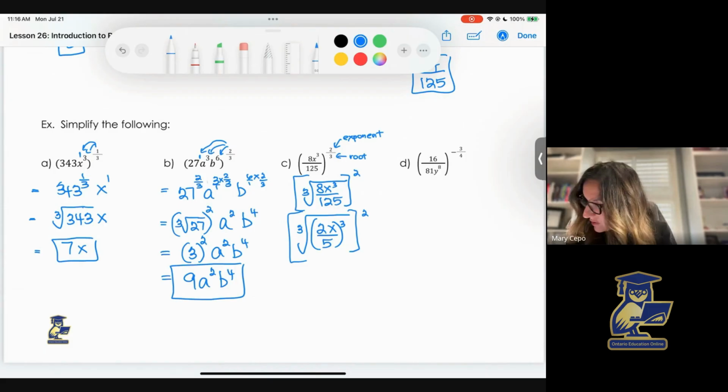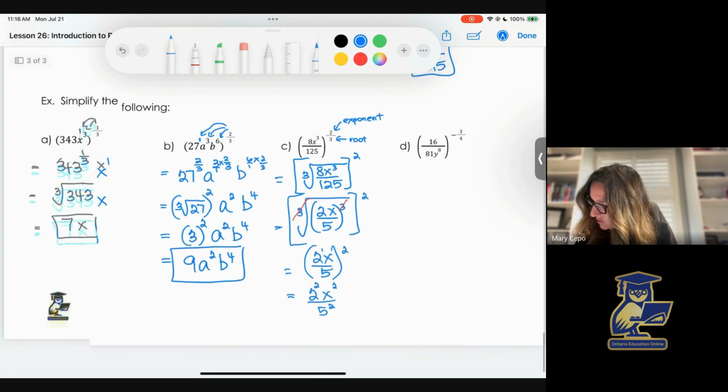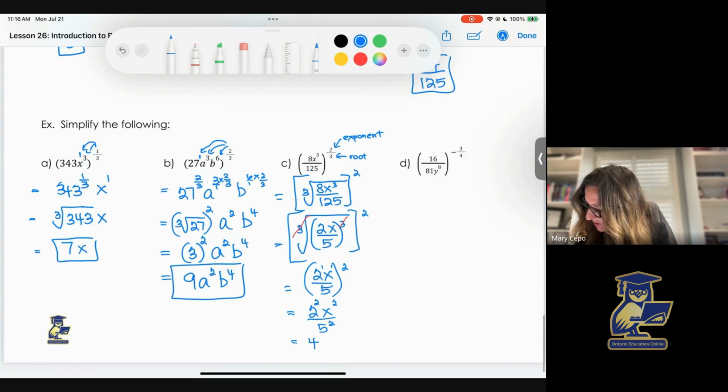By doing that, we've now simplified, and those cancel out, and we're left with 2x over 5 all to the power of 2. And don't forget those exponents, so it becomes 2 to the power of 1 times 2, which is 2, x to the power of 2, and then 5 to the power of 2. So we have 2 squared is equal to 4, x to the power of 2, all over 5 squared, which is 25.